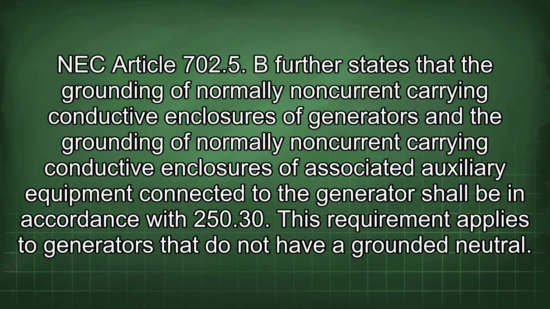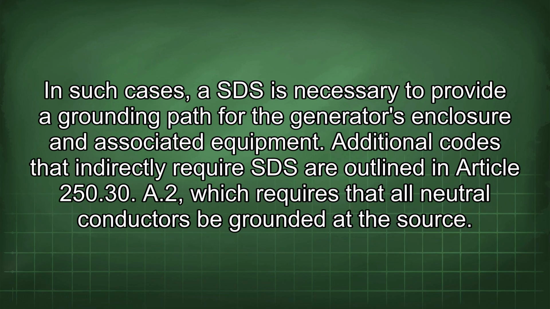NEC Article 702.5(B) further states that the grounding of normally non-current carrying conductive enclosures of generators, and the grounding of normally non-current carrying conductive enclosures of associated auxiliary equipment connected to the generator, shall be in accordance with 250.30. This requirement applies to generators that do not have a grounded neutral. In such cases, SDS is necessary to provide a grounding path for the generator's enclosure and associated equipment.